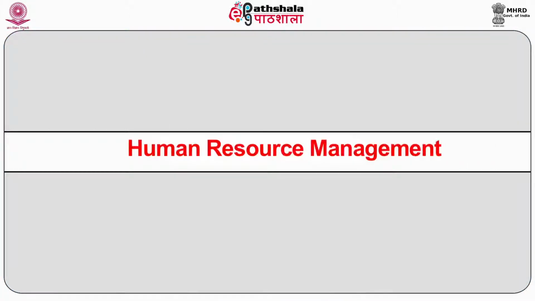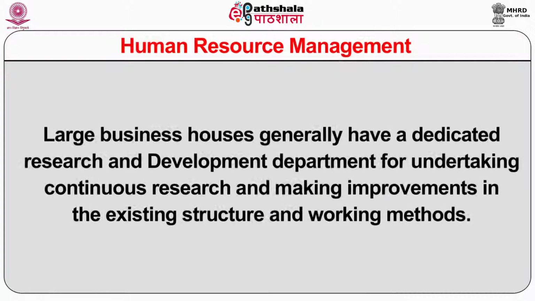The fourth functional area is human resource management. The research is carried out to understand the current employees' requirements, understand the employees' behavior, control employee turnover, and suggest ways for improving employee satisfaction, etc. Large business houses generally have a dedicated research and development department for undertaking continuous research and making improvements in the existing structure and working methods.